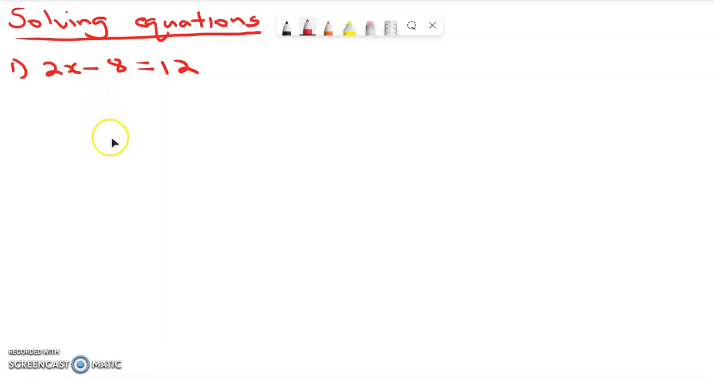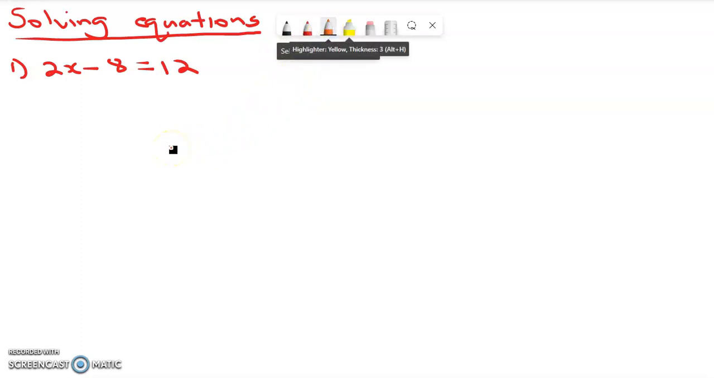Greetings everyone. So let us recap on solving equations. Alright, remember that an equation is a mathematical sentence made up of variables, operation signs, as well as a constant. It is a sentence that states that the left hand side is equal to the right hand side. Okay. So how do we solve this?